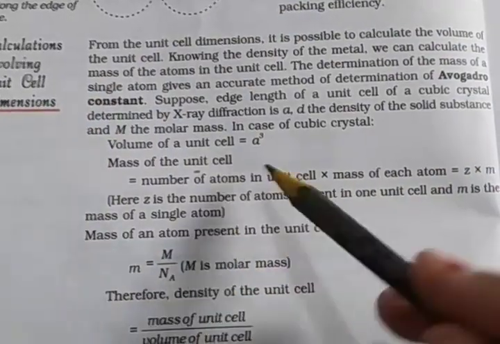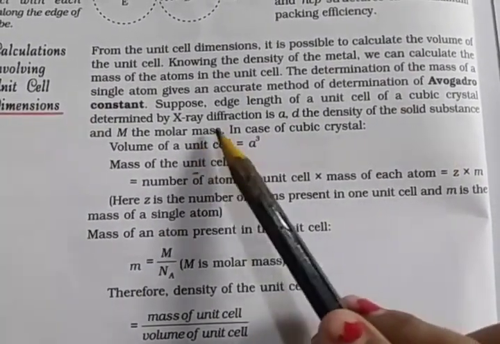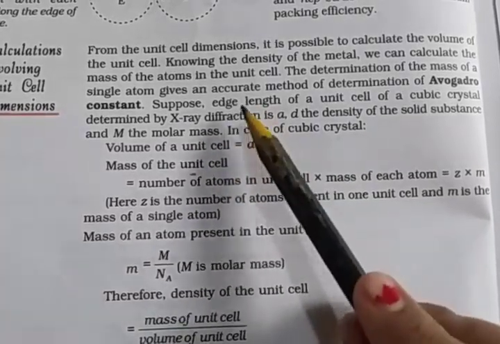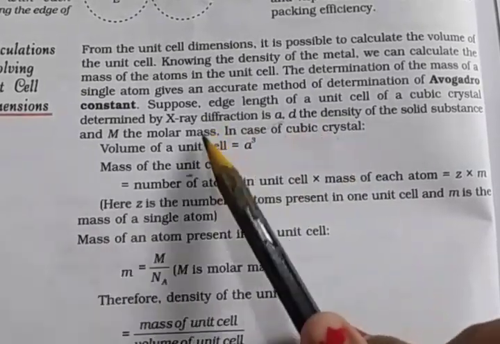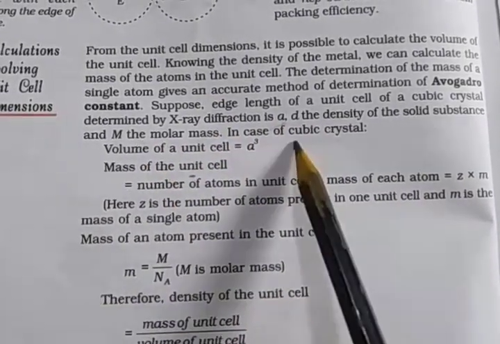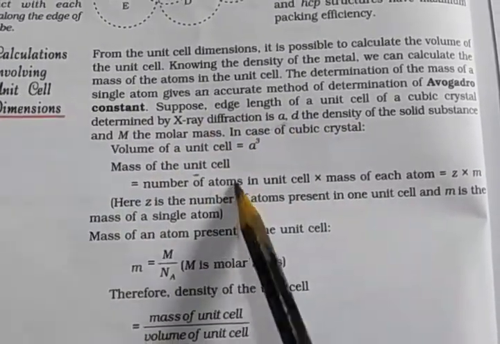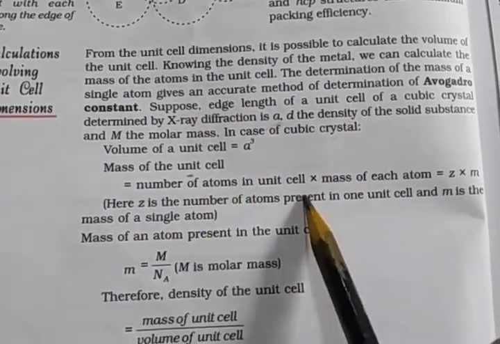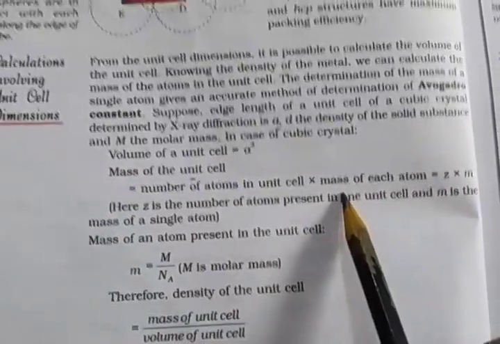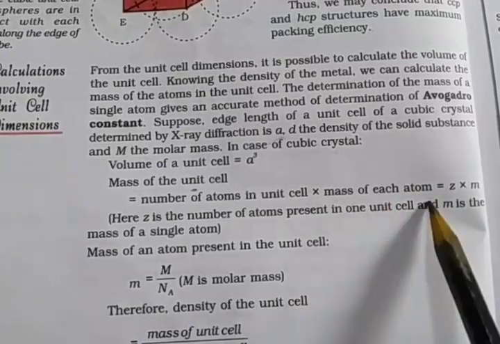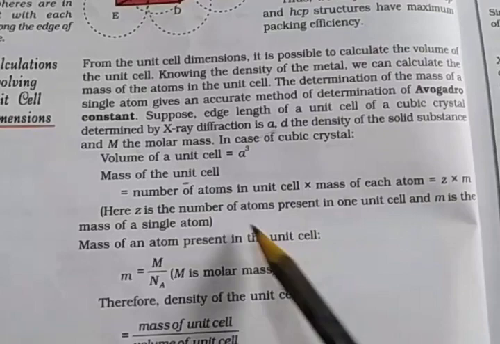Suppose the edge length of the unit cell in a cubic crystal is determined by X-ray diffraction. Let the edge length be a, the density be d, and the molar mass be M. For a cubic crystal, the volume of the unit cell is a cube. The mass of the unit cell is the number of atoms in the unit cell multiplied by the mass of each atom. The number of atoms in the unit cell is z and the mass of each atom is m.